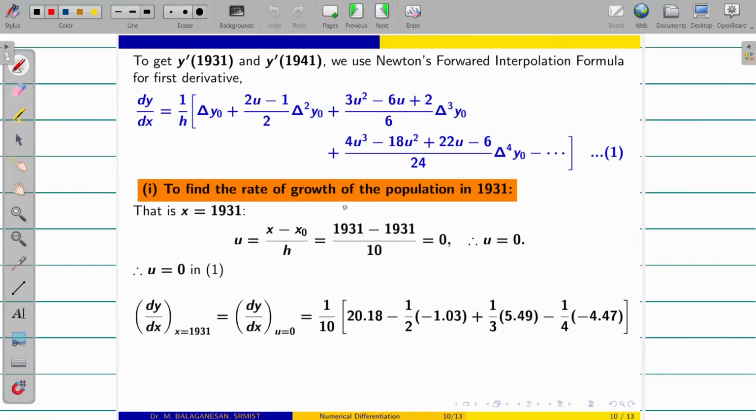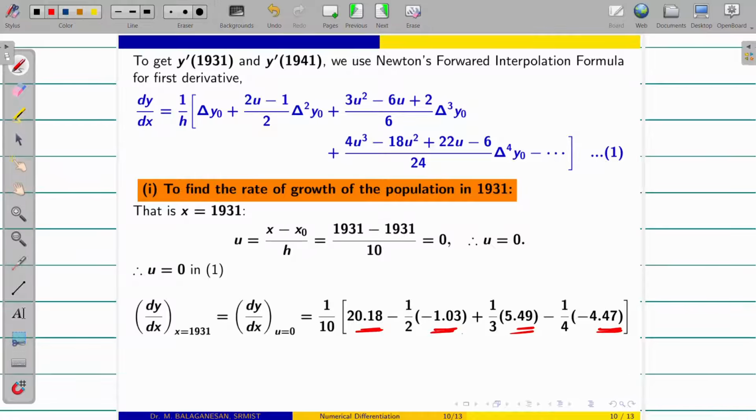So 20.28 is the del square y naught value. Del cube y naught value is this. Del power 4 y naught. This is del y naught, del square, del cube, and del power 4 is minus 4.47. And if you substitute u value as 0, you'll get minus 1 by 2 plus 1 by 3 minus 1 by 4 here.